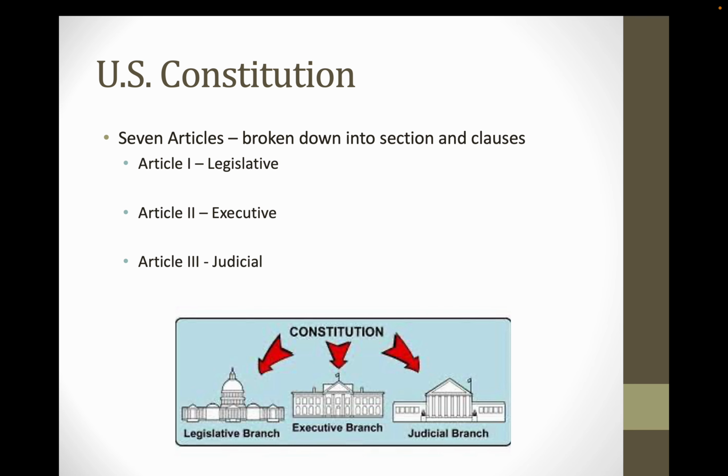Article 2 is the executive branch, and that has the president and the vice president, and they are responsible for enforcing laws. And then Article 3 is all about the judicial branch, and that is the court system. And their function is to interpret laws and to determine if laws violate the Constitution or not. So we have 2 constitutional principles that we're looking at here when we look at the 3 branches of government.